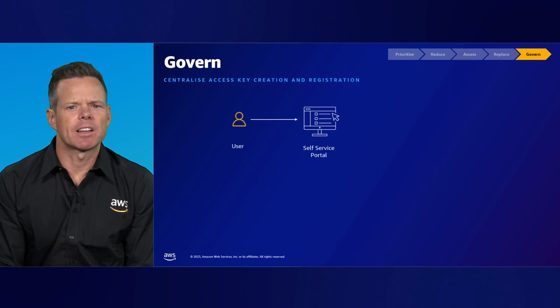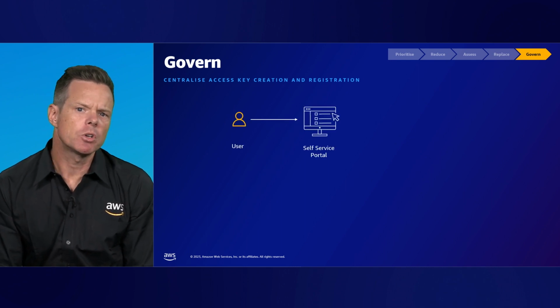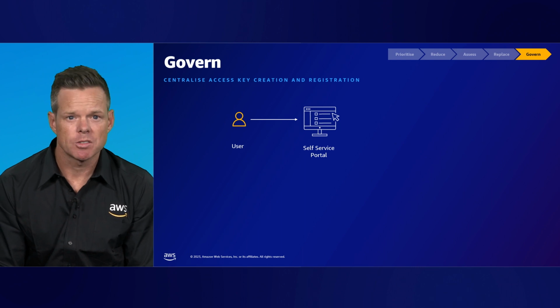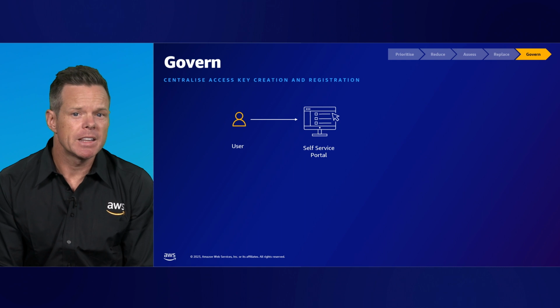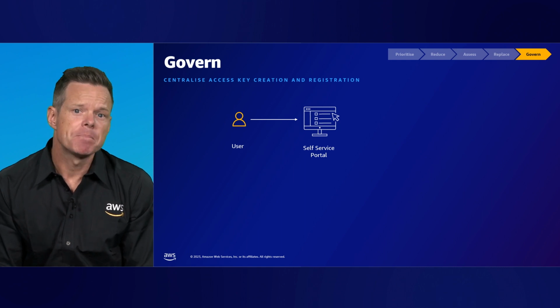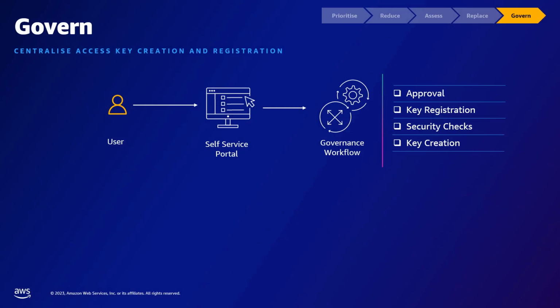Let's say you require an access key for your application. You're able to go to a self-service portal where you can raise a request for a key to be created on your behalf. You simply supply the information needed to create the key, and this kicks off an automated workflow that notifies relevant stakeholders who need to review or approve the request.